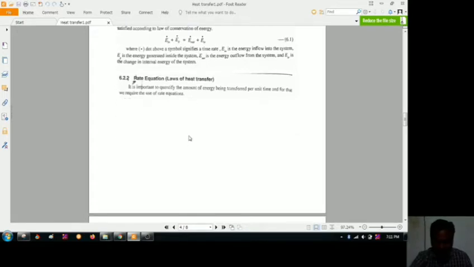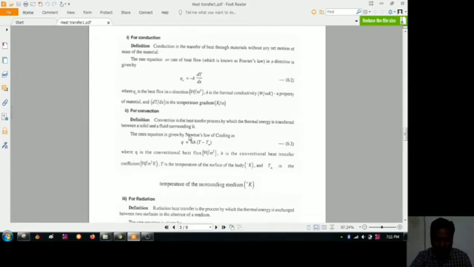It is important to quantify the amount of energy being transferred per unit time, and for that we require the use of rate equations. So we'll see the first one, that is conduction.